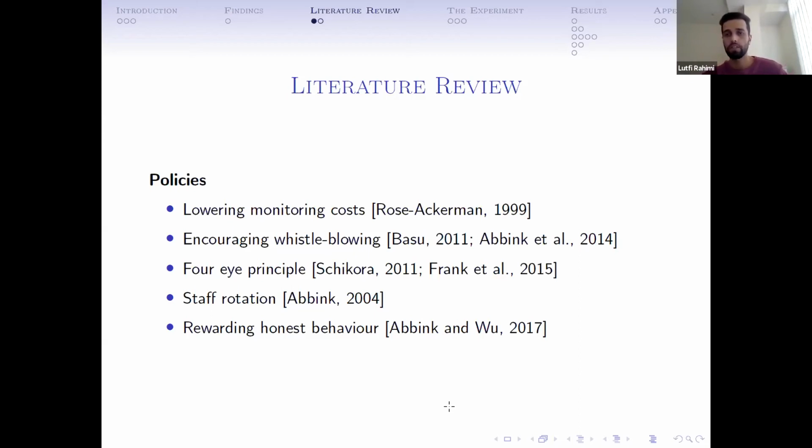So let's say there is a public official who has to make a decision regarding some transaction. You introduce another pair of eyes. These guys find that that leads to more corruption, sadly.